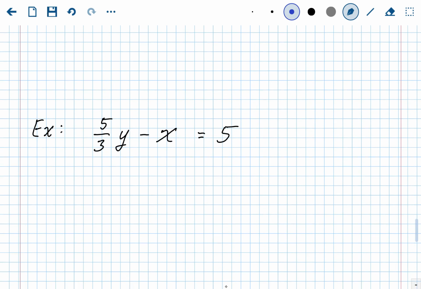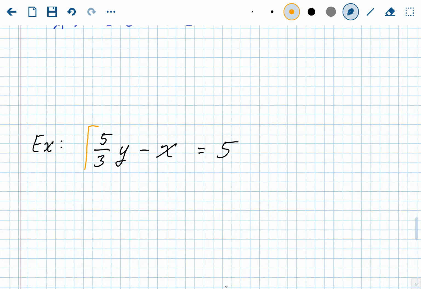5/3 y minus x equals 5. First thing I noticed, my variable terms are on the left side, so that's good. The next thing I notice is that there's a fraction. We're not supposed to have fraction coefficients. So we're going to have to clear that fraction. We're going to have to get rid of that fraction. And to do that, we're going to multiply the entire equation by 3.